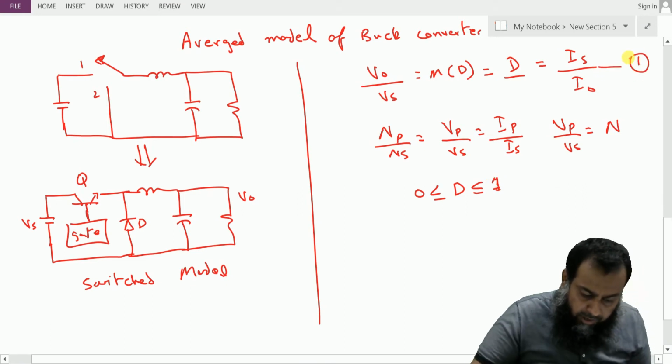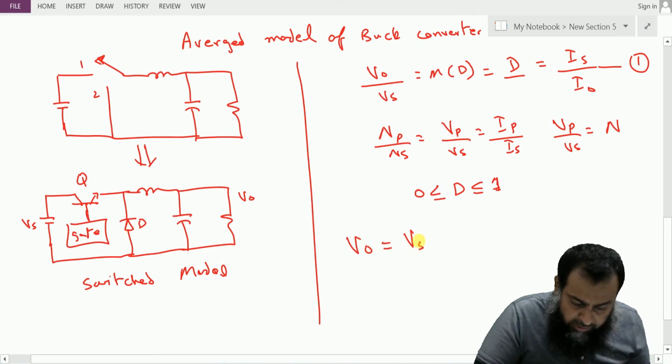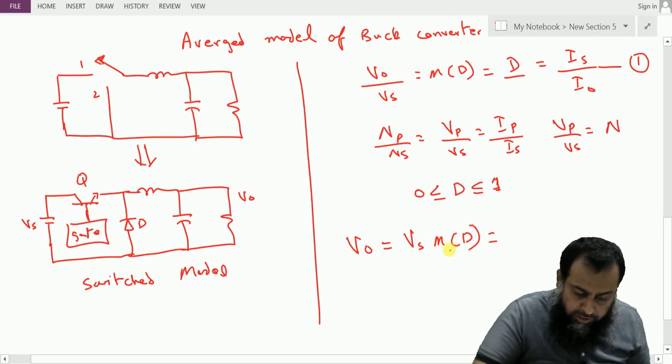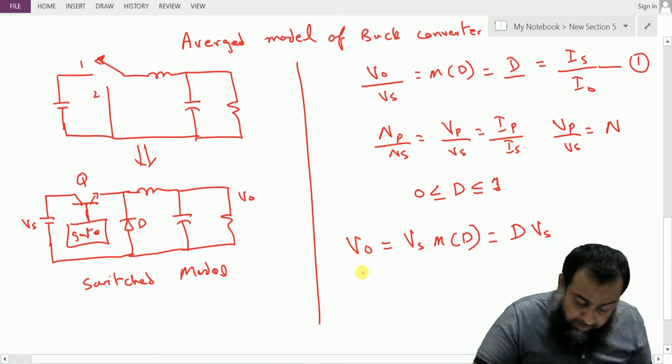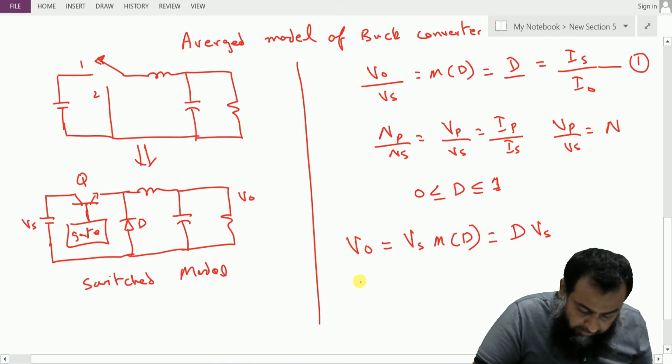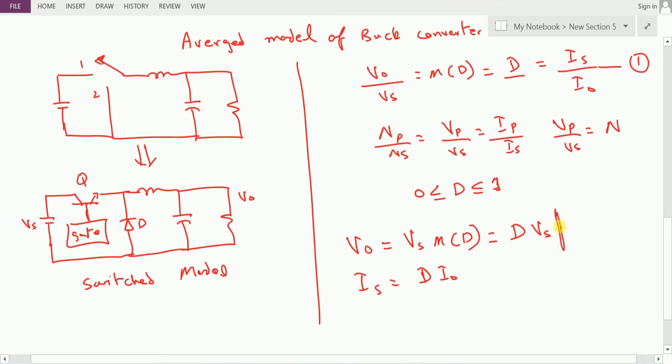Using this particular equation number 1, I know that V0 is the input voltage times MD, and this voltage transfer ratio MD is equal to D, and therefore V0 is equal to D times Vs. Also we have Is equals to D times I0. This means that if I apply some basic circuit analysis techniques, the output voltage is equal to the input voltage multiplied by a dependent voltage source having a gain equal to D.